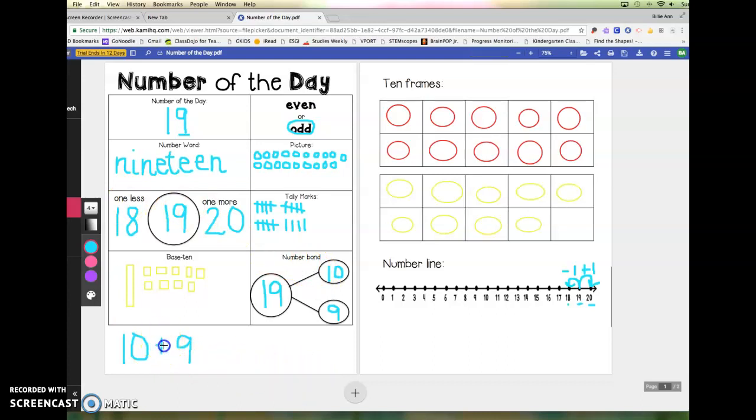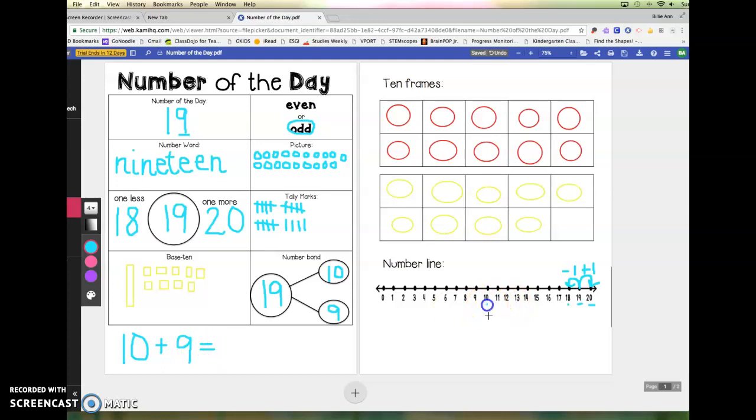Because I'm going to have more, right? I know that I have 10 and my friend has 9. So I could draw a picture to help me. I could use my 10 frames to help me. I could look at my number line to help me. So how many fireflies would we have all together?